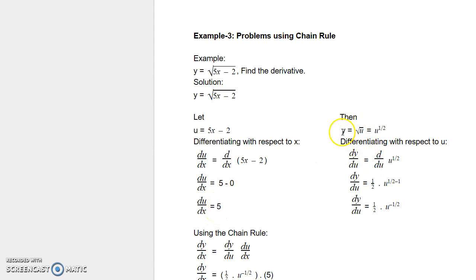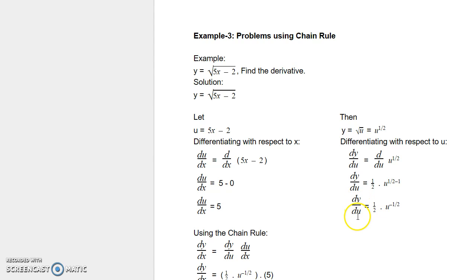On this side, y is a function of u. We're going to differentiate it with respect to u. So dy by du is equal to d by du of u to the power of half. So we can use the power rule. And when we use the power rule, we can write it as 1/2 times u to the power of half minus 1. Half minus 1 is minus 1/2. So when we simplify it, it's going to be 1/2 times u to the power of minus 1/2.